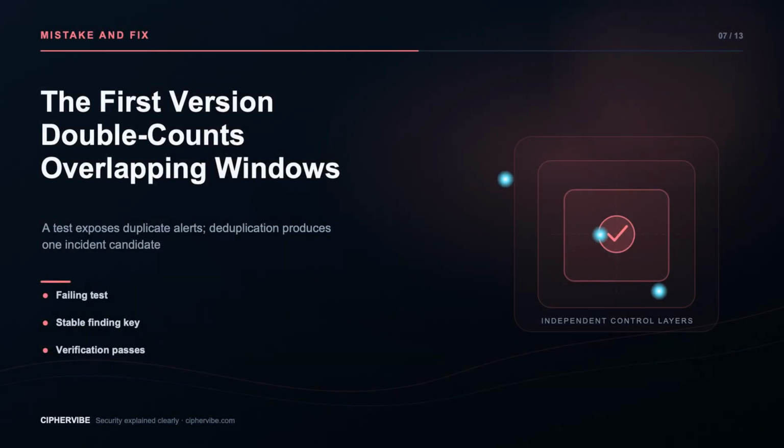The first version raises a finding after the 5th failure and another after the 6th. That looks dramatic, but describes one burst twice. A unit test catches the duplicate. The correction creates a stable key from user, host, rule, and window start, then keeps one finding with the full event count. Run the test again. 1 burst, 1 finding, 6 supporting events. This mistake and fix sequence is valuable portfolio evidence because it shows reasoning, not just code.